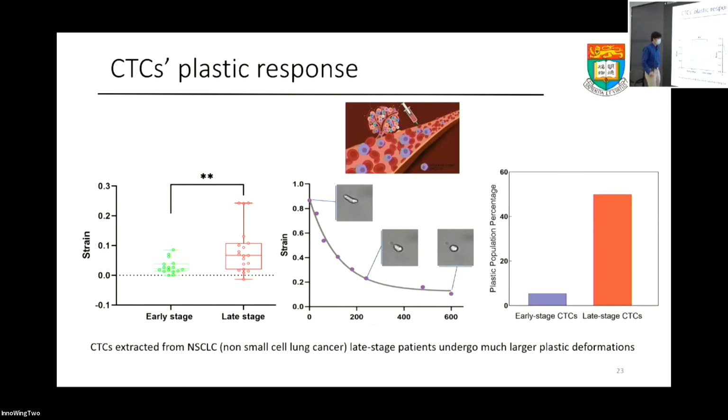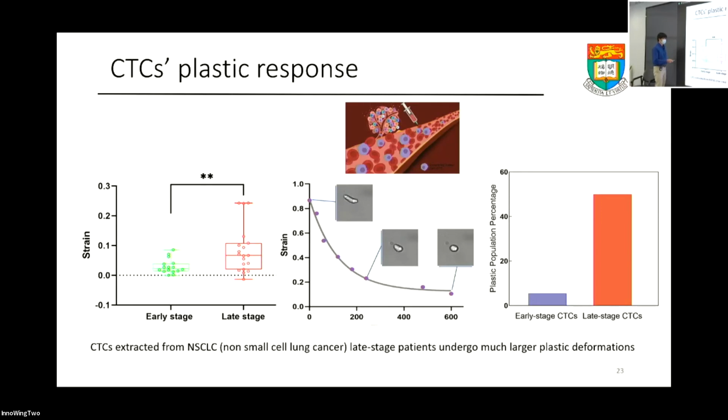Now, finally, we have also collaborated with our collaborator at the hospital. What this slide shows you is we have taken blood samples from real lung cancer patients, and then we extract the circulating tumor cells from those lung cancer patients. Depending on the stage of their cancer, we largely divide them into an early stage and a late stage group. Early stage usually means stage 1 and stage 2. Late stage means stage 3 and stage 4. And then we test those circulating tumor cells from cancer patients.